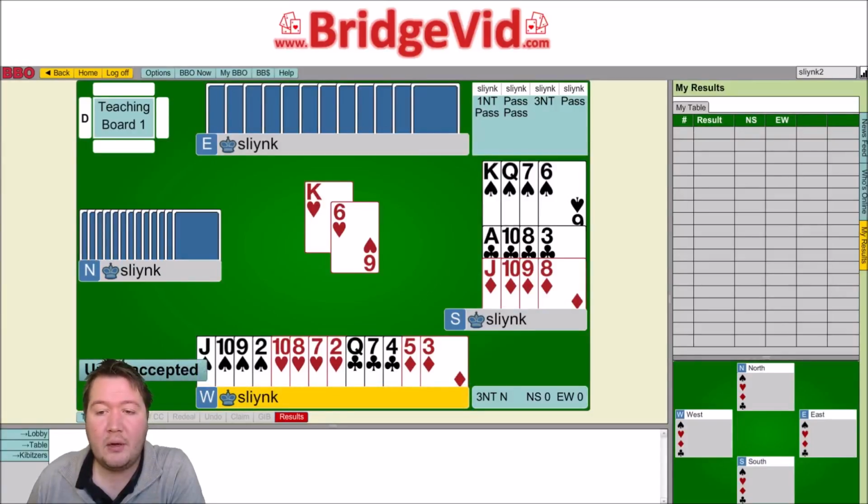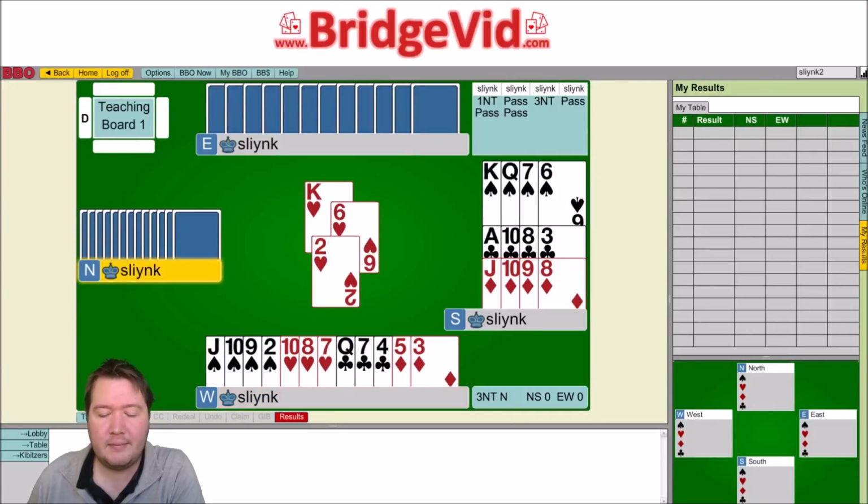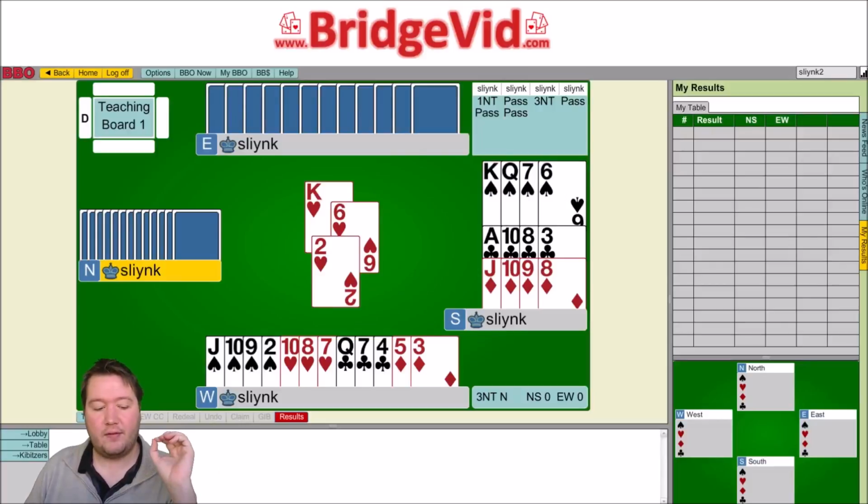So if you're playing low encourage, a high one says you don't like it, a low one says you do like it. If you are playing high encourage, natural attitude, it's the reverse. So a low one would say that you don't like it. So this is the way that you can signal it. So that's attitude and count that we've covered so far.